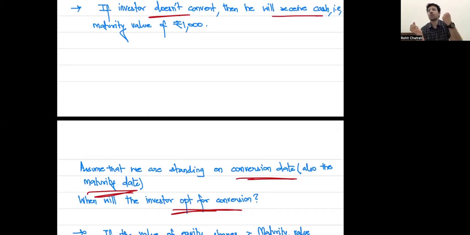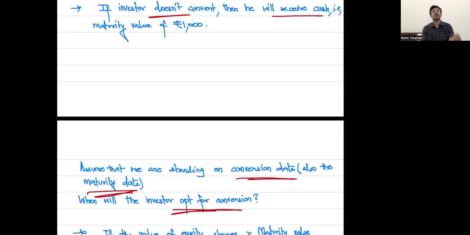If I don't convert, I will be receiving a redemption value of 1000. If I convert, I will be receiving 20 equity shares, let us say of X share price. And this X is basically the current market price of the share. If I convert, I will be receiving 20 multiplied by x. The value that I'm going to receive is 20 multiplied by x, right? If 20 multiplied by x is greater than 1000, then I will convert my bond into equity shares. If 20 multiplied by x is less than 1000, I will not convert.